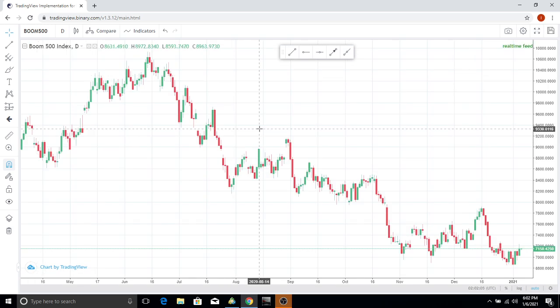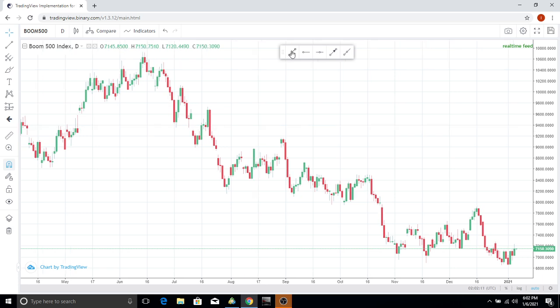This is Boom 500 on a daily time frame. Now on the daily time frame, let us check the trend. Like I told you guys in the video last time, we talked about the trend of the market.